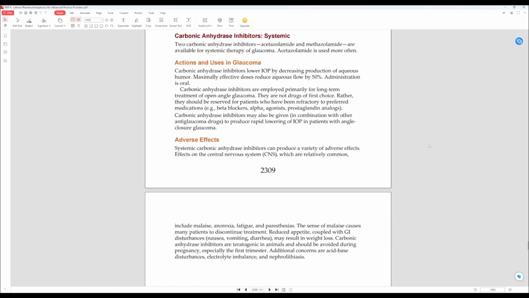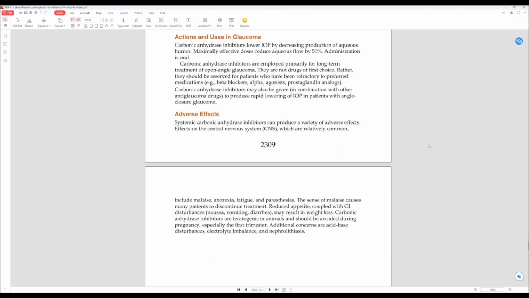Carbonic anhydrase inhibitors, systemic. There are two carbonic anhydrase inhibitors, acetazolamide and methazolamide, which are available for systemic therapy of glaucoma. Acetazolamide is used more often. So how does it work in glaucoma? Carbonic anhydrase inhibitors lower IOP by decreasing the production of aqueous humor. Maximally effective doses reduce aqueous flow by up to 50%.